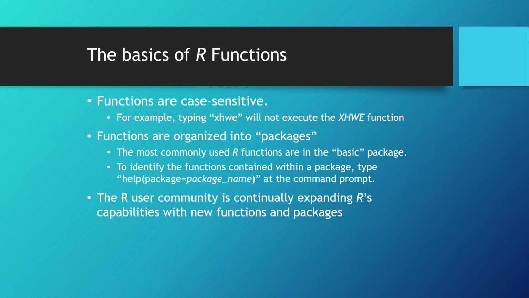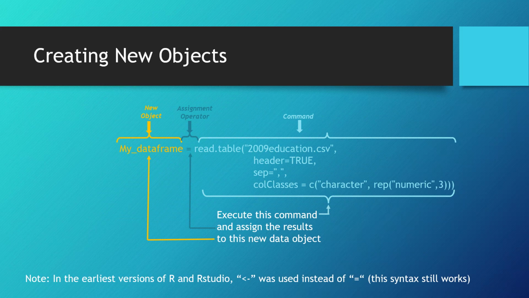As mentioned in a previous video, the R user community is always developing new functions and by extension new packages for R. In the first slide of this video, I said that functions can be used to create new data objects. This slide shows an example of that. On the right side, you see a command that might look familiar from a previous slide. It reads data from a table in a computer file, specifically a CSV file named 2009 Education. On the left side, you see the name of a data object, which in this example is a data frame named myDataFrame. And in the middle, we have what is called the assignment operator.